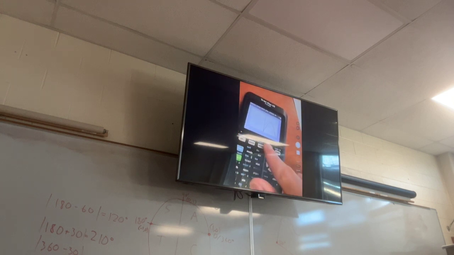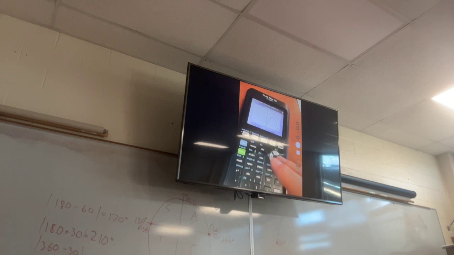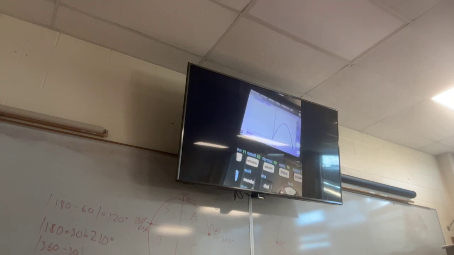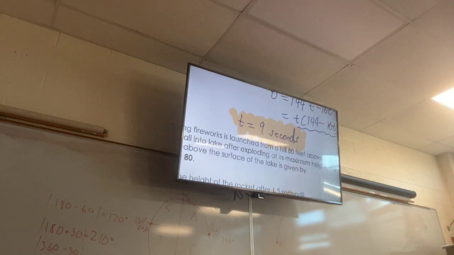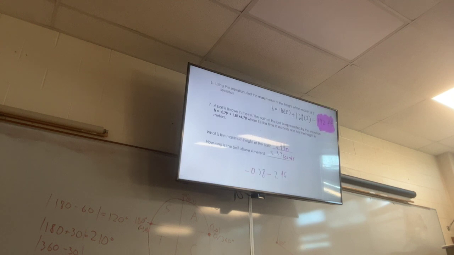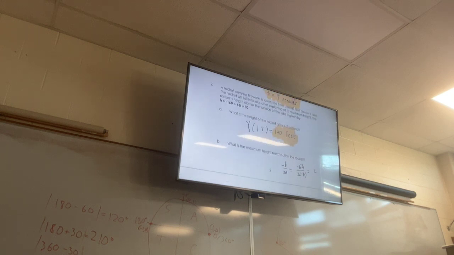Second, calc, zero. Put your cursor somewhere to the left. Intersection, hit enter, put it somewhere to the right. Enter, hit guess, 9. X equals 9. 9 seconds.